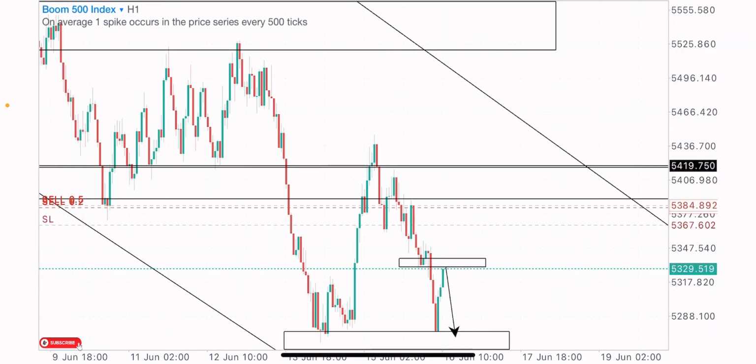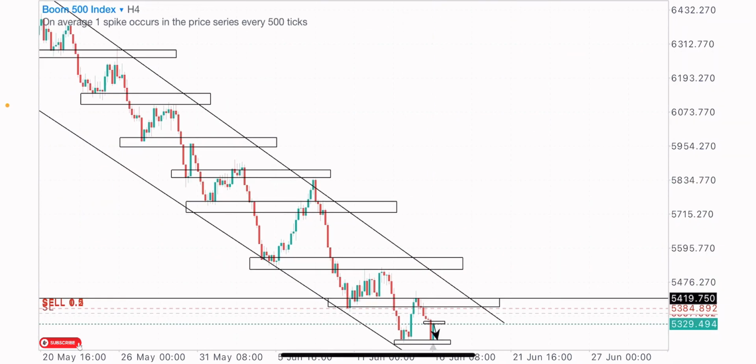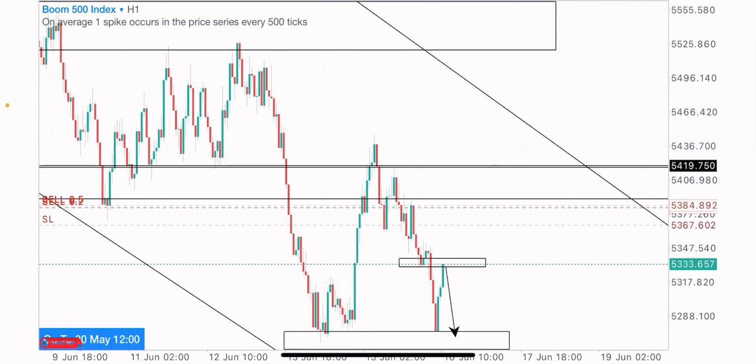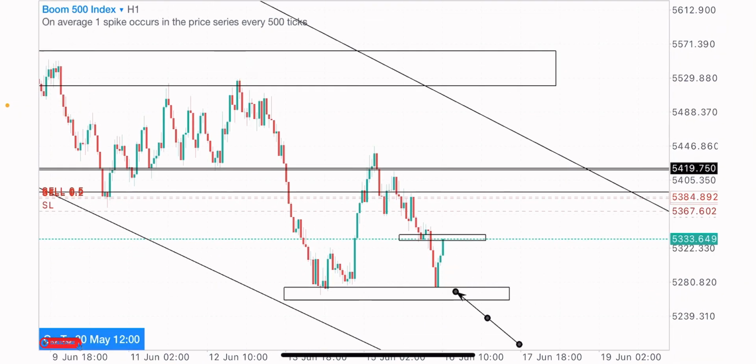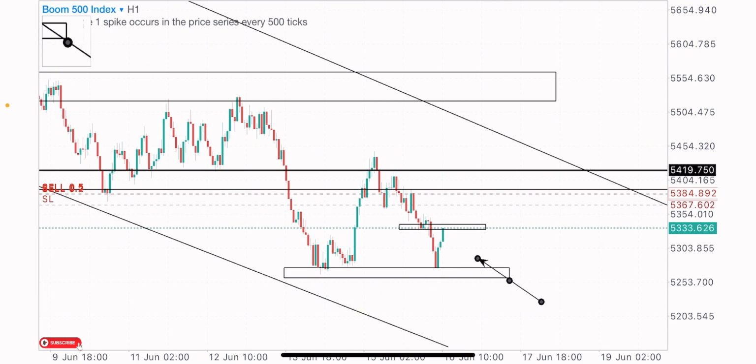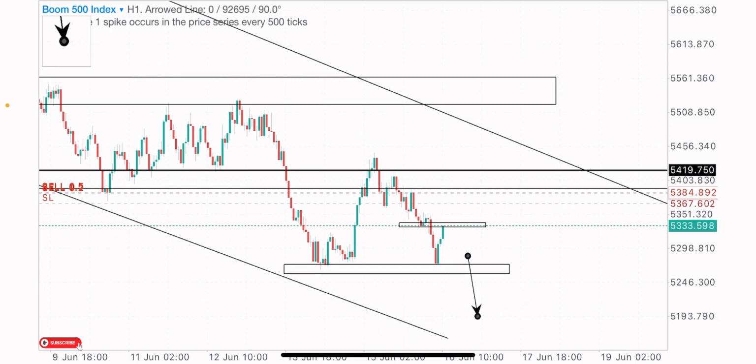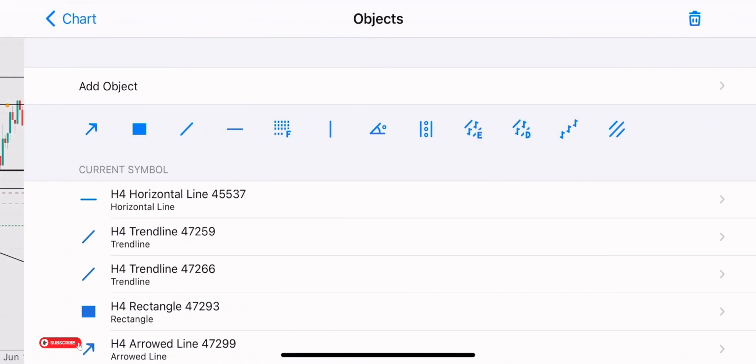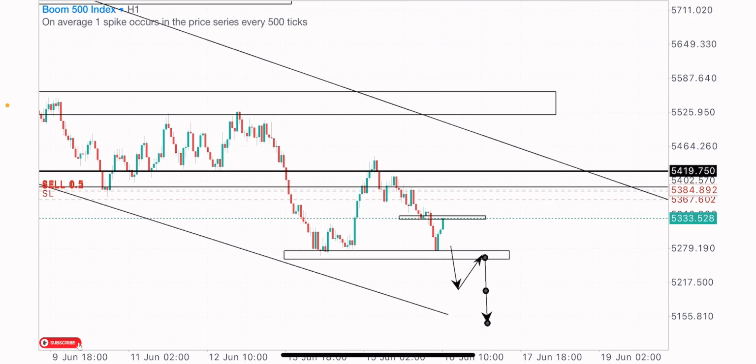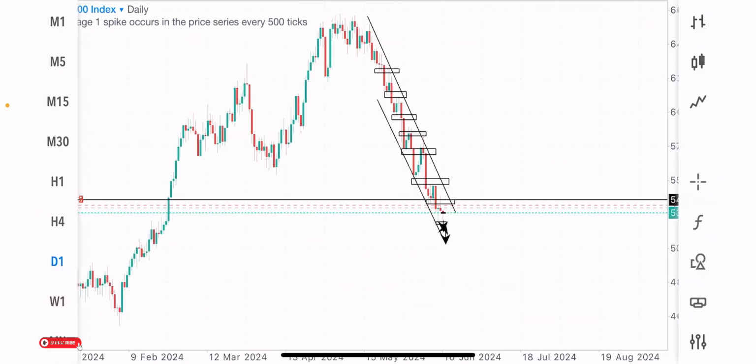So on the 1 hour time frame, if price can actually break below these lows, then we'd see more sells on this index. If price can break below these lows, give a retest on it, a retest here, then I'll be looking for more sells on this index, because this is the market structure on the 500 index, and we could get more sells in the coming days and weeks.